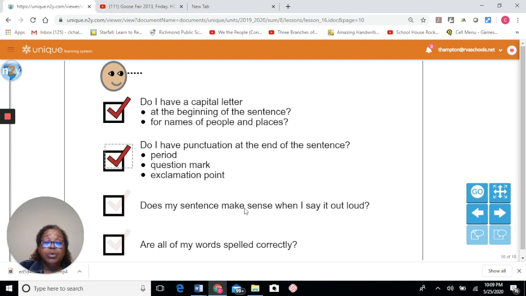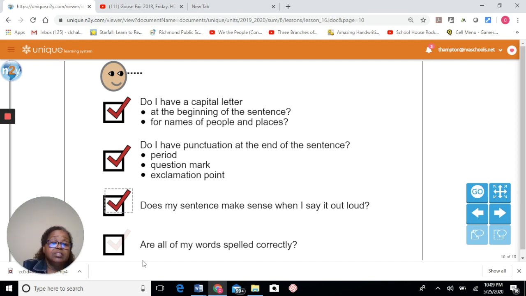But what else is important is when I say it out loud. When you are editing, read your sentences out loud. That way you can hear what you have written, and you will know if it makes sense. And read what you see. Don't read what you think you see. All right, does my sentence make sense when I say it out loud? Yes, each one of our sentences did. I read it out loud to you, you listened, and if it didn't make sense, we didn't use it.